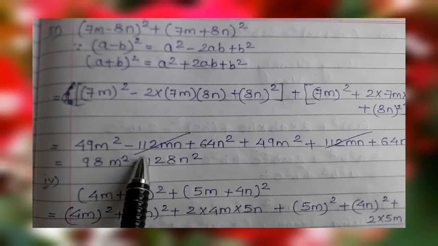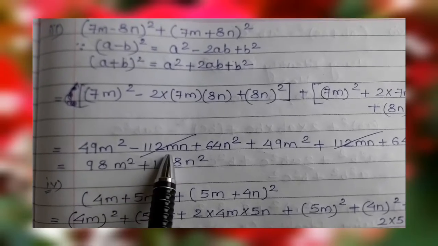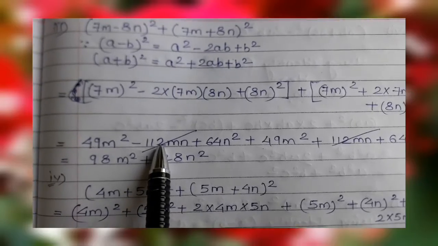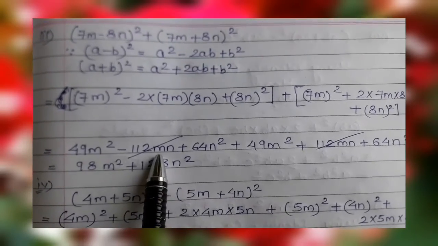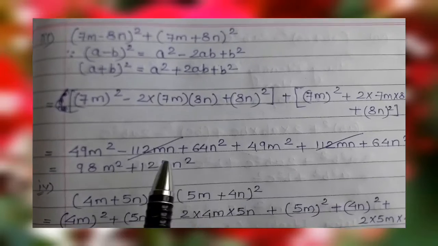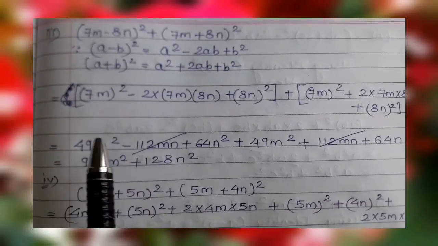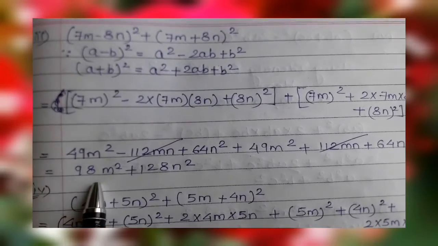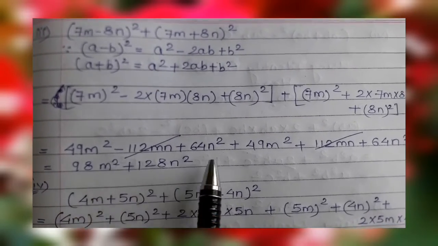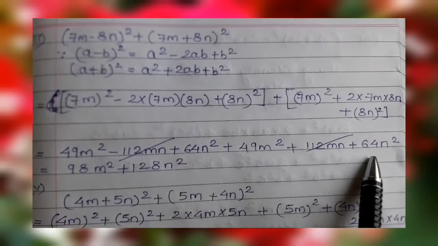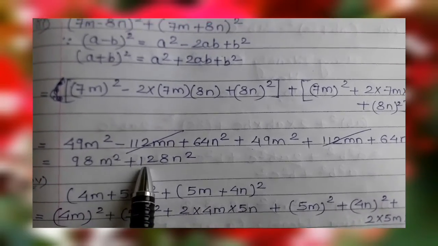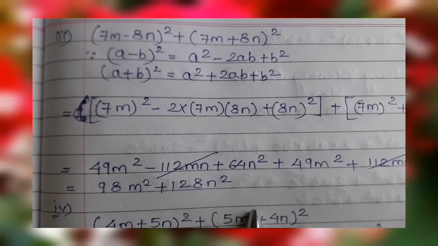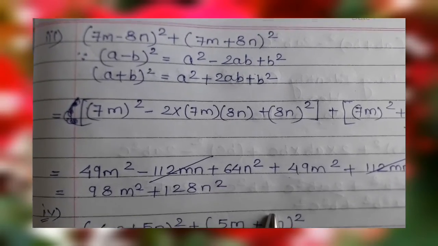Okay, now you can see here it is negative 112mn and here plus 112mn. So this will get cancelled, because they both have opposite signs, and the rest of the terms will get added. 49m² and here also plus 49m². So this will become 49 plus 49, 98m². 64n² and here also 64n², so this will become 128n². So students, this was the solution of question number 4 part 3.